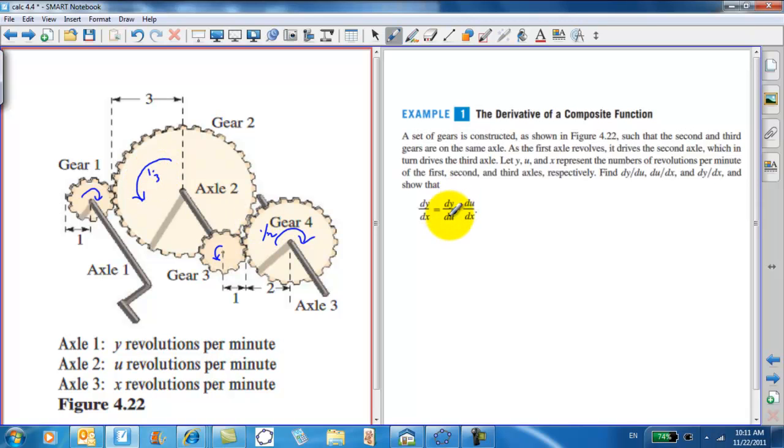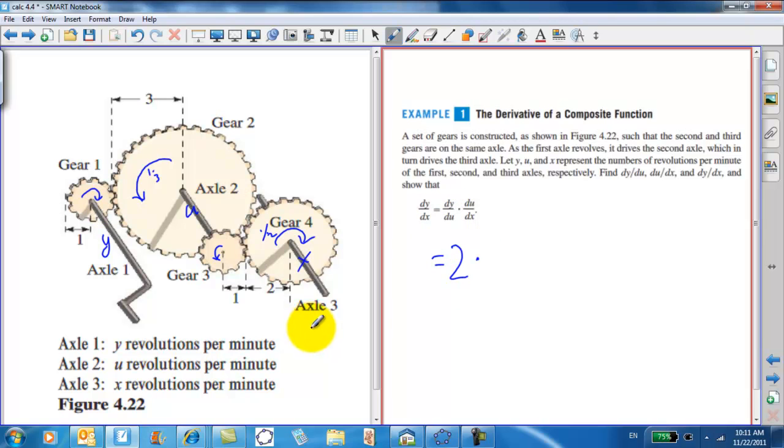But let's look at dy/du. If y is the revolutions per minute of axle 1, and u is the revolutions per minute of axle 2, and x is the revolutions per minute of axle 3, then dy/du is the rate of change of y with respect to u. And y is going to have to spin twice as fast because it's half the size, half the circumference. So that's why dy/du equals 2.